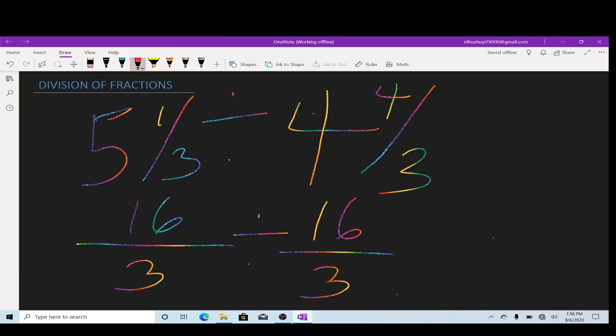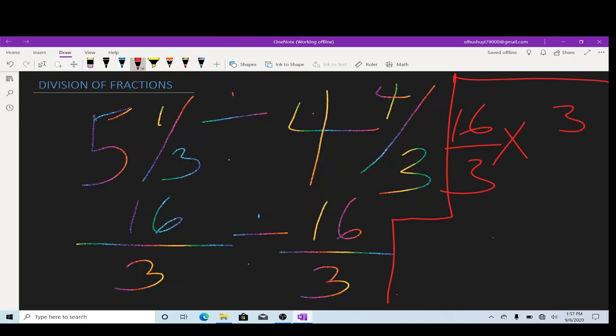What do you have? You change your division sign to a multiplication sign. You have 16 upon 3, then it becomes multiplication. As soon as the division changes to multiplication, the fraction at the right hand side somersaults, such that the denominator becomes the numerator and the numerator becomes the denominator. So you have 3 upon 16.